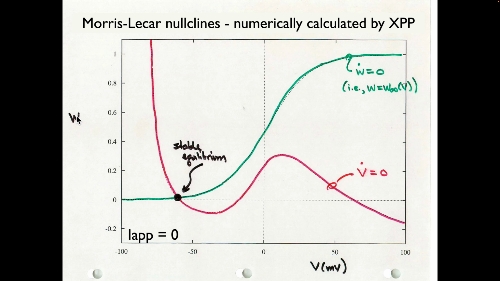And this is a sort of resting state. The fraction of potassium channels that are open is very low, so there are very few potassium channels open, and the membrane is relatively hyperpolarized here at minus 60 or so millivolts.